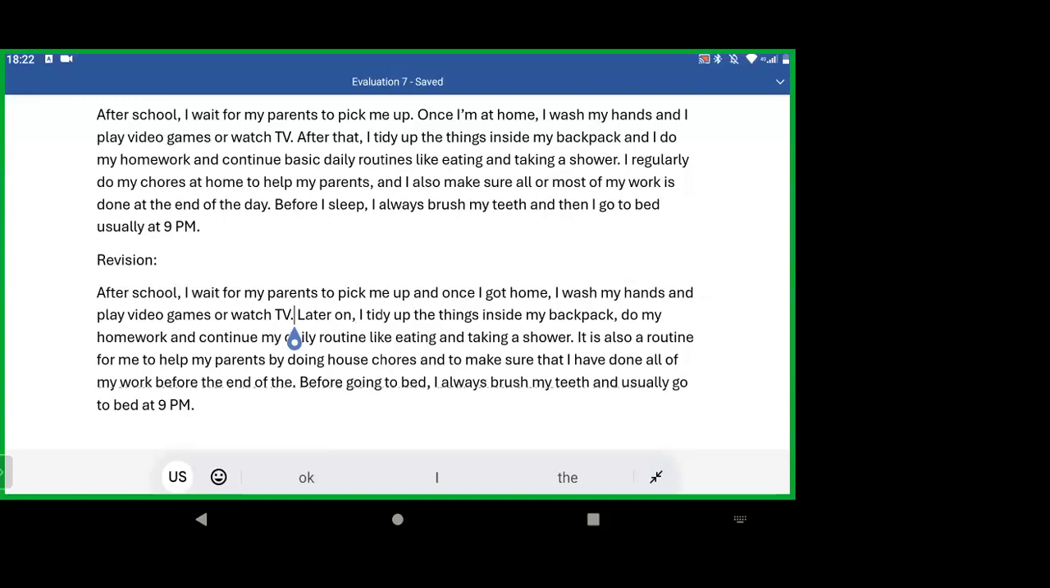So later on, comma, I tidy up the things inside my backpack. So since you are trying to list, from I tidy up things inside my backpack, that's one task that you do, and then do your homework, and then continue basic daily routines like eating and taking a shower. So that's about three. Eating and taking a shower, I'm going to combine that into one of the basic daily routines. So that is one activity. Okay.